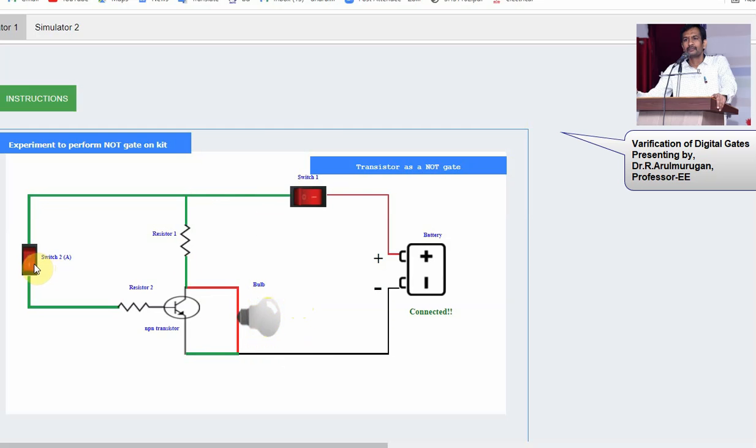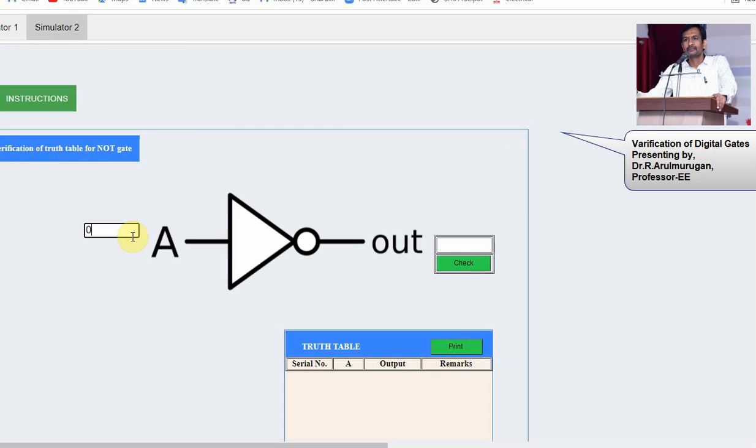When the switch is on, what will happen? You will connect a third one, like this is the method. You can connect it by these methods. So this is about the NOT gate simulation. 0 means the output is 1. 1 means the output is 0. That's all.